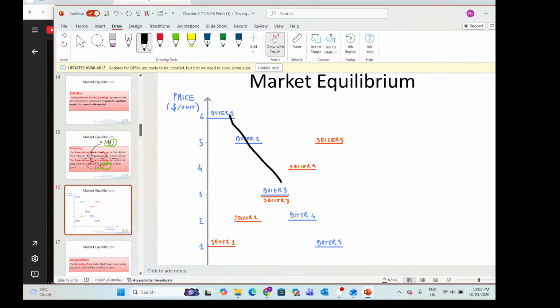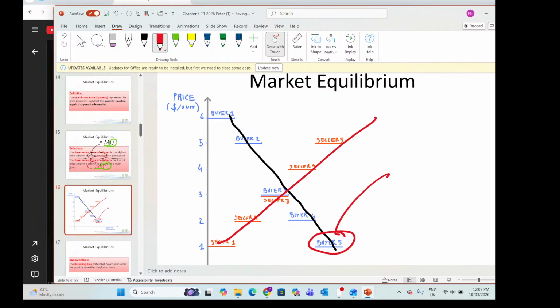So what we essentially have is a demand curve, a downward sloping demand curve made up of 5 buyers. And then we have a supply curve made up of 5 sellers. What can I assume about buyer 5? Right? What can I assume about buyer 5? Well, one is they have a low reservation price.